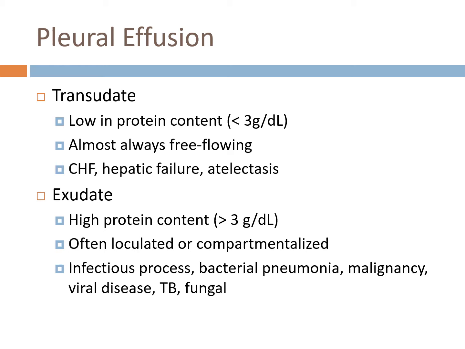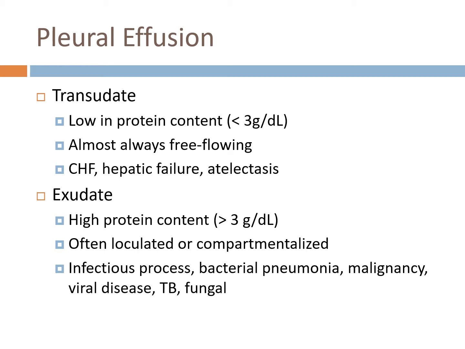A transudate is generally more clearish. It's almost always free flowing. You're going to have that low protein count, and the transudate generally is due to extra fluid, so you've got CHF or hepatic failure. You can also accumulate with atelectasis.